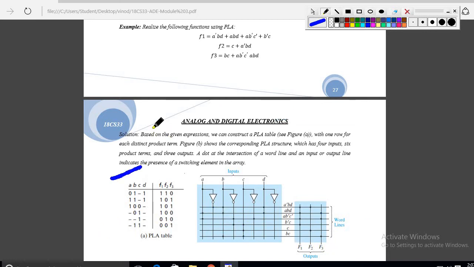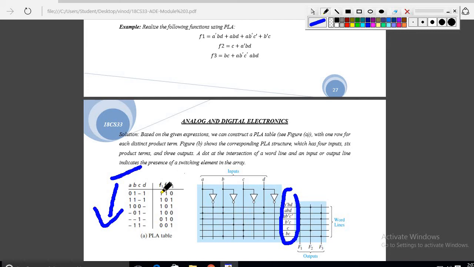So next, how exactly you have to write the PLA table. First you have to write the product terms, a bar bd, rest all here in the left hand side first. So a bar bd means a bar is 0, b is 1, c is not there, so put a dash, d is equal to 1, so 1.